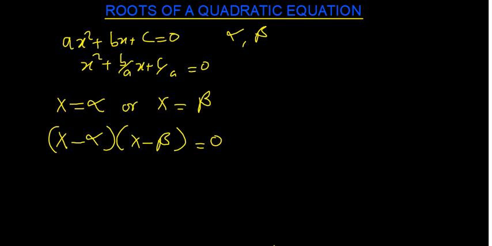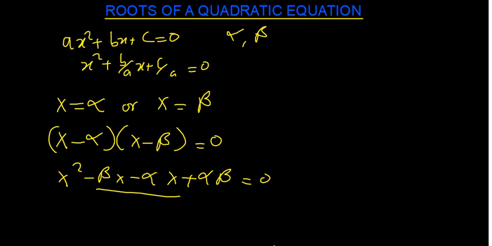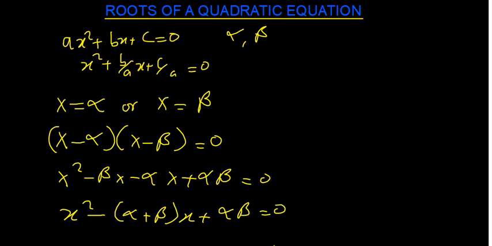Now let's cross multiply. We are going to get x squared, x times negative beta, that will be negative beta x, negative alpha times x, that will be negative alpha x, negative alpha times negative beta, that will be positive alpha beta, is equal to 0. We can factorize these two because they both contain an x. So what we are going to get is x squared minus (alpha plus beta) x plus alpha beta is equal to 0. So we can equate this equation to this equation because they are all the same.